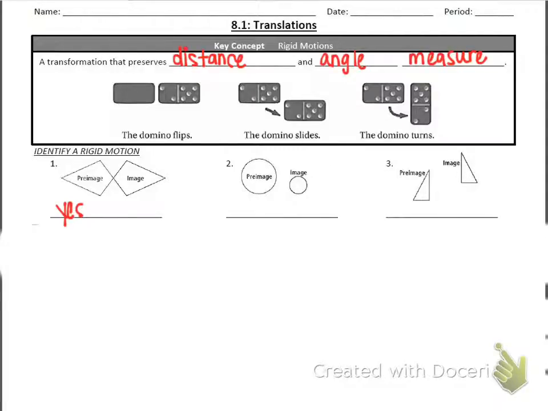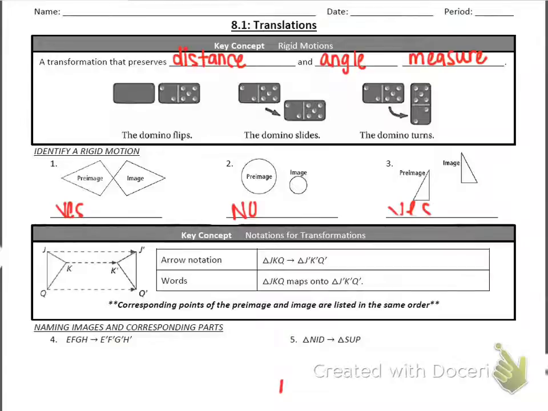And then we're going to do these together. So number 2, guys, is it a rigid motion? Yes or no? No. What does it look like they did on that one? They shrunk it. And then number 3, rigid motion, yes or no? Yes. What does it look like they did there? They slid it, and what else? It looks like they flipped it, right? So they flipped it and they slid it.